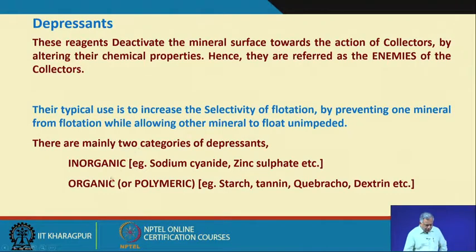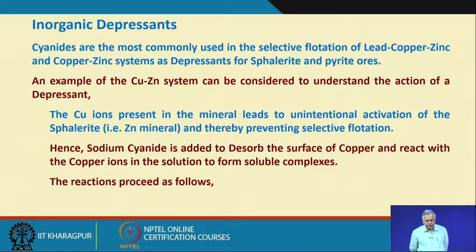There are mainly two categories of depressants. One could be inorganic, another could be organic. Inorganic depressants, for example, sodium cyanide, zinc sulphate, etc. Organics or polymeric, like your starch, tannin, quebracho, dextrine, etc. Inorganic depressants like cyanides are the most commonly used in the selective flotation of lead-copper-zinc and copper-zinc systems as depressants for sphalerite and pyrite ores.